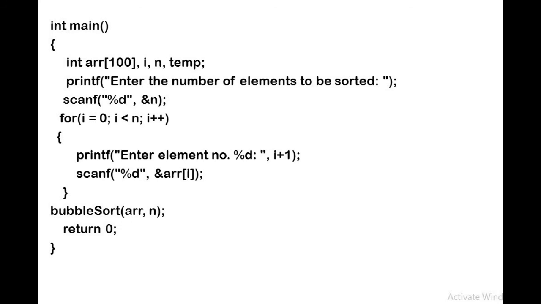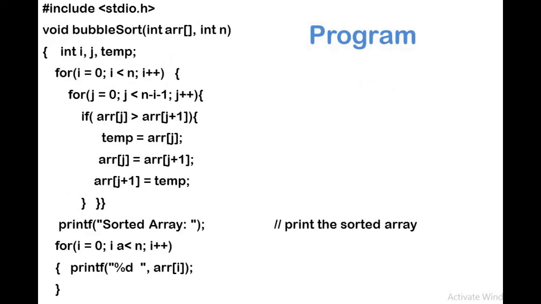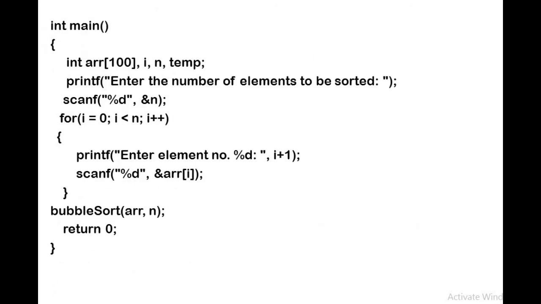Already I told that printf asks to enter the number of elements to be sorted. It asks the user how many values are to be sorted. We have to give the value. Here the function bubble sort is called, and it will be displayed. It will be called from the previous statement here. Then it will print the sorted element list.